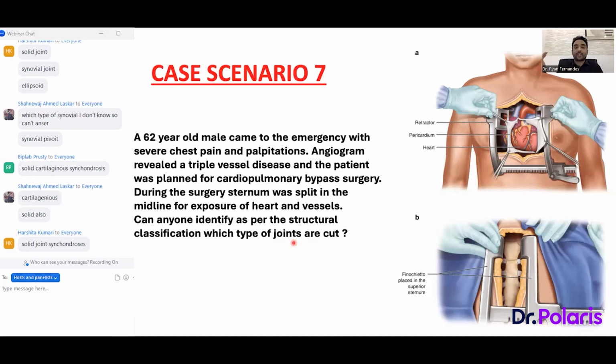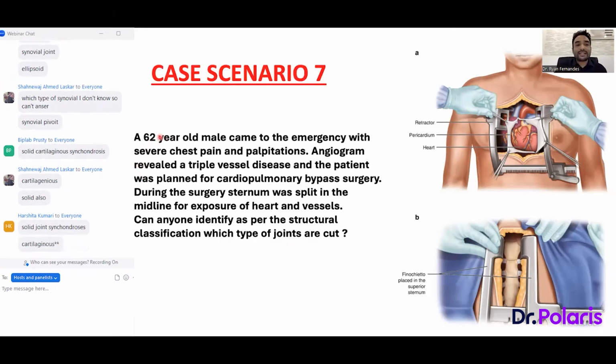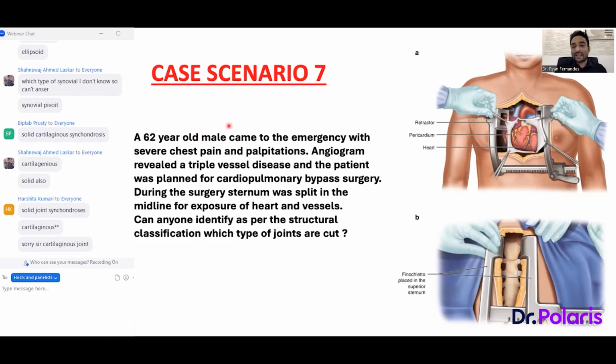Harshita, if it is solid joint, it is cartilaginous, then synchondrosis. Synchondrosis is seen in the growth plate. Clue here, 62-year-old man. 62-year-old man is not going to grow again, hopefully. I think it was a typo error. She corrected to cartilaginous. No, correct. Solid, cartilaginous, and the next word, not synchondrosis. Synchondrosis again in the growing cartilage.